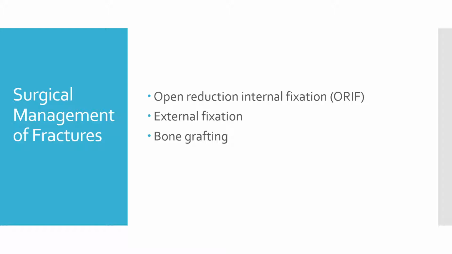Surgical management of fractures. Open reduction internal fixation, or ORIF, is where they use metal pins, screws, rods, plates, or prostheses to immobilize the fracture. And they do that internally. So when they close the patient up, you don't see anything externally. They may or may not go back in and remove the pins. It just depends on what type of procedure that they had. But when you get that patient out of surgery, you don't see anything externally.